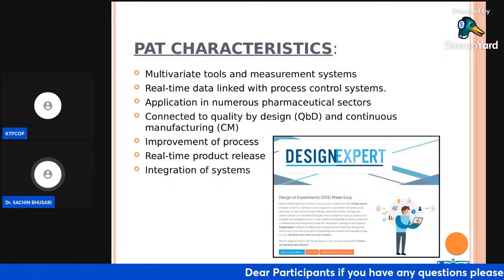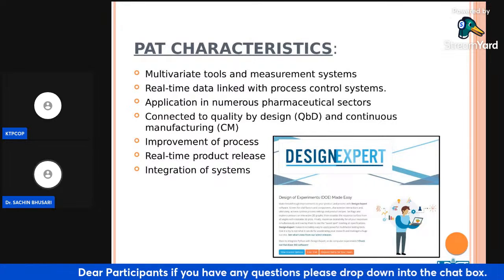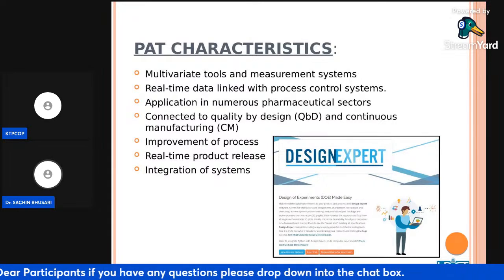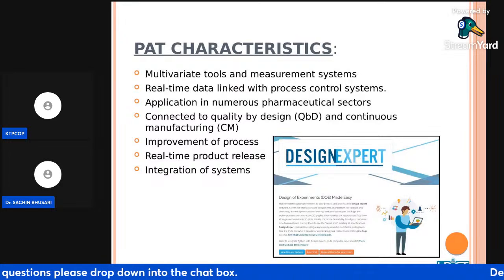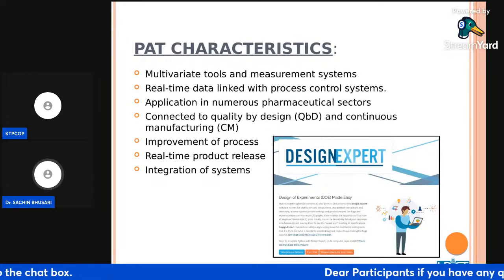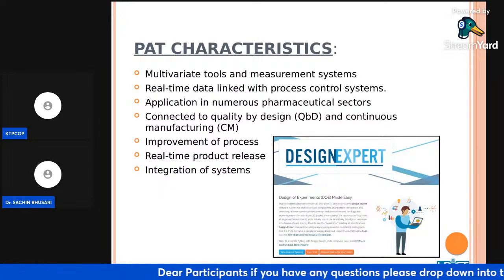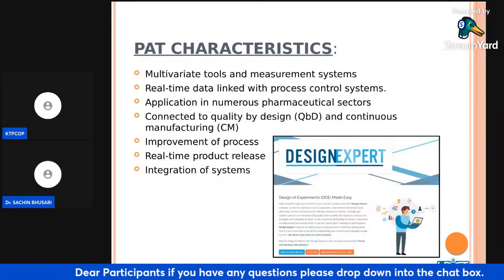PAT has a backbone of QBD, quality by design. Now we are more towards designing the product in such a way that we can get the quality. So now the concept is designing the quality, not controlling the quality, and that QBD approach is the peculiar characteristic of PAT. Now, improvement of the process.